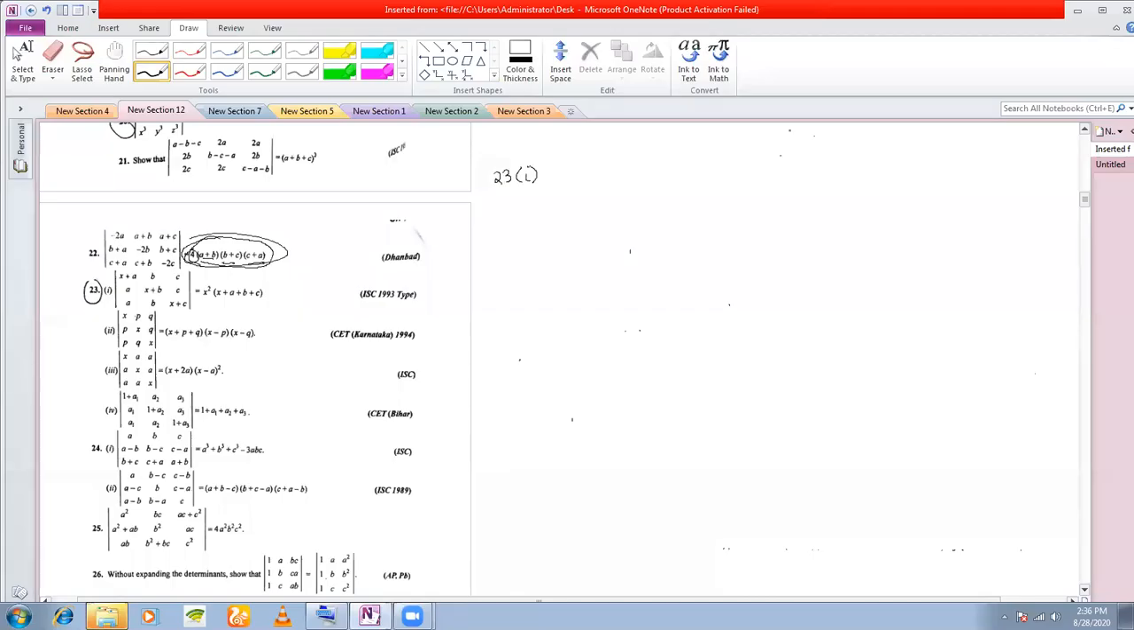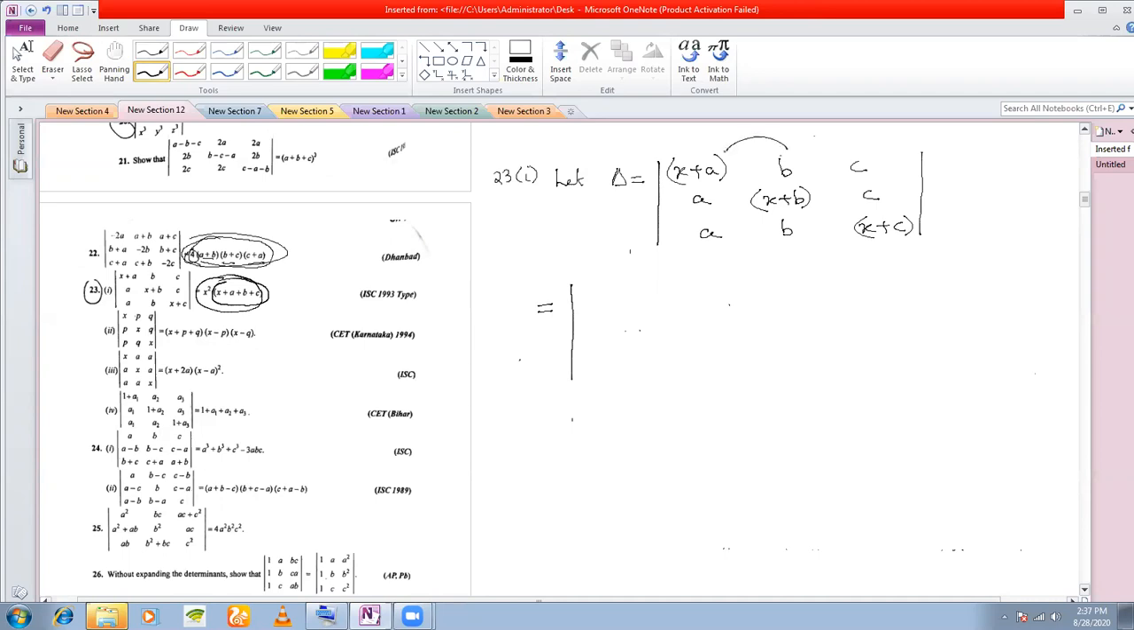Okay, sir. 23.1. Let delta be the determinant with rows x plus a, b, c; a, x plus b, c; and a, b, x plus c. Now, as I told you, you have to prove this is equal to x squared into x plus a plus b plus c. You see that x plus a plus b plus c is a factor, right? And how can I get this factor in the determinant?